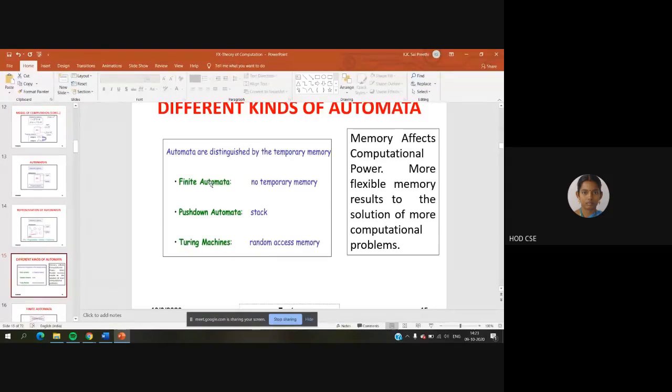The memory affects the computational part. More flexible memory results in the solution of more computational problems. Whenever an automaton gives the result of more problems, then that automaton is much more powerful than the others. So if your memory is so flexible, kindly note the word, if your memory is so flexible, then the automata has more power. With respect to that, which has more power: finite automata, push-down automata, or Turing machine?